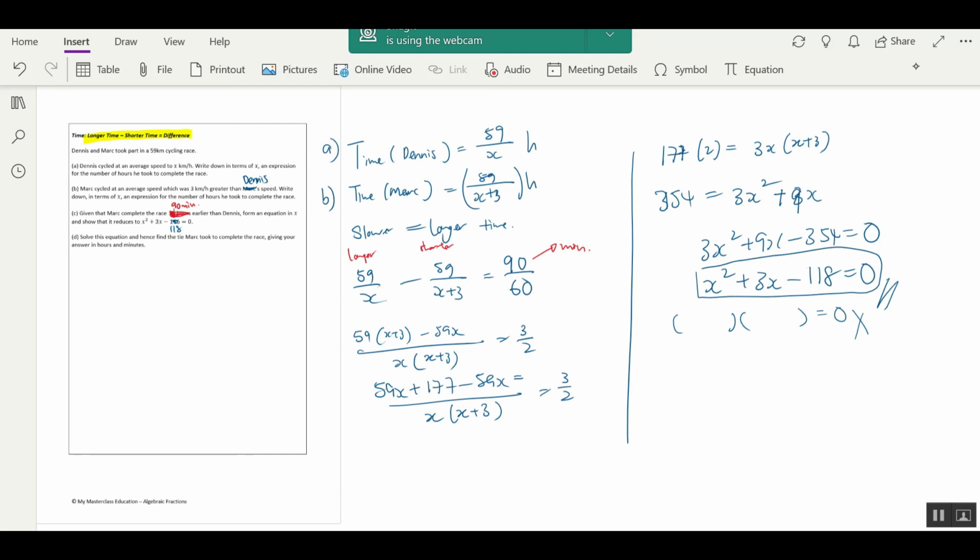But the important thing is, usually in this kind of question where one speed is faster than the other, always take the longer time minus the shorter time equals the difference. And when you have the difference in time, make sure it is in the same unit as your speed.